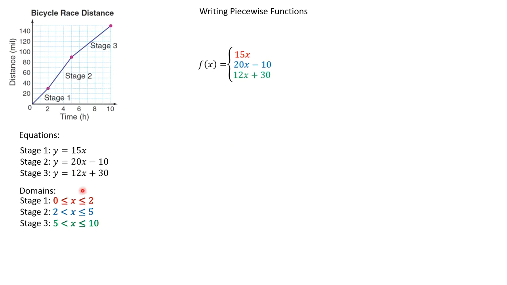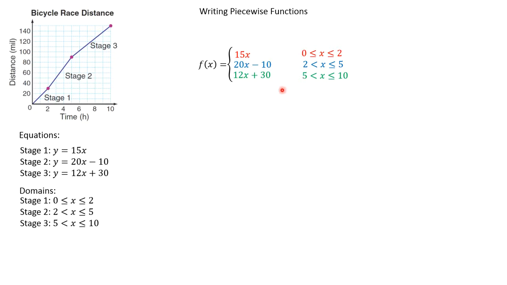And then we're going to take our domains, and we're going to match our domains. So the stage 1 equation gets the stage 1 domain. The stage 2 equation gets the stage 2 domain, and the stage 3 equation gets the stage 3 domain. And so it's 15x when x is between 0 and 2. It's 20x minus 10 when x is between 2 and 5, and it's 12x plus 30 when x is between 5 and 10. Now we generally have something in between here.